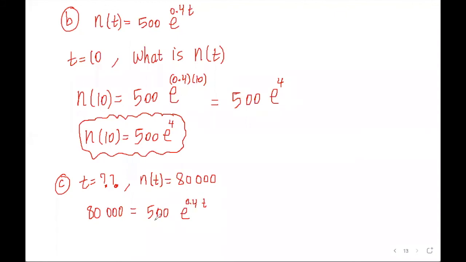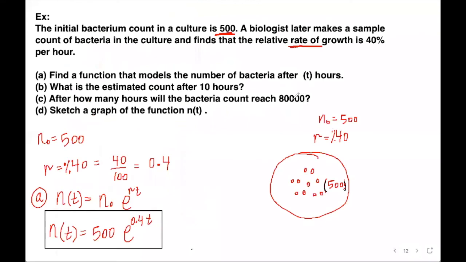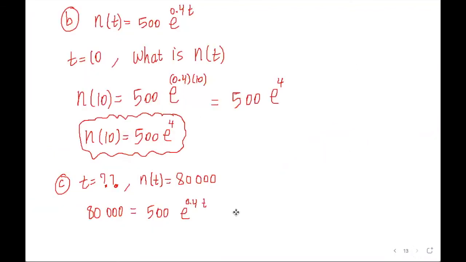So it's 80,000. Let me give space here, or I'll put a comma. So this is 80,000. Now I have to solve it. This is an exponential equation.